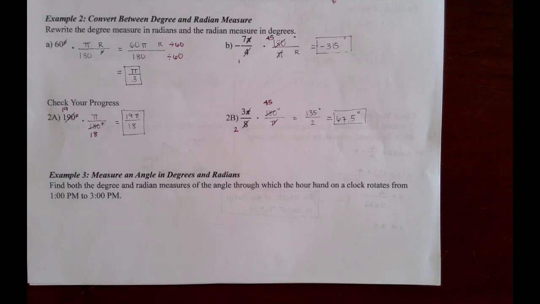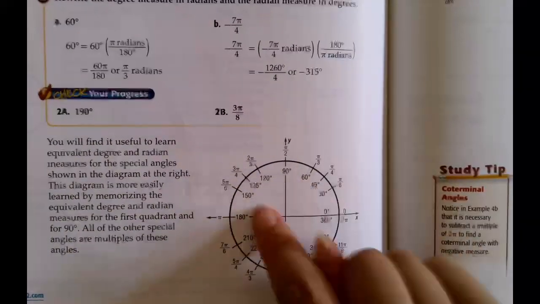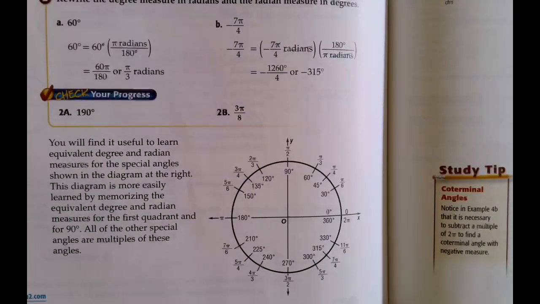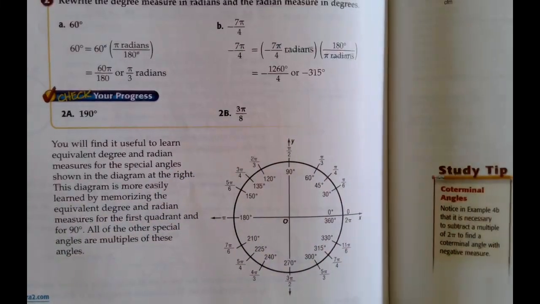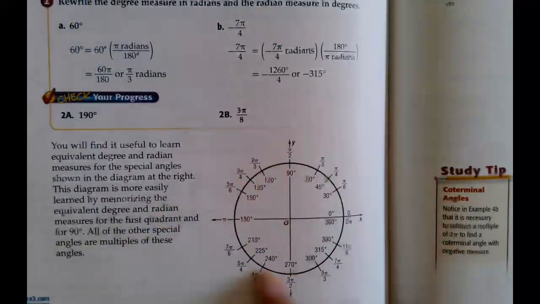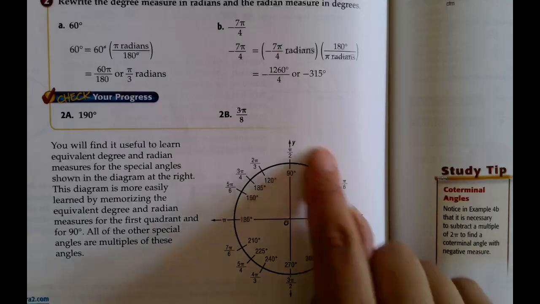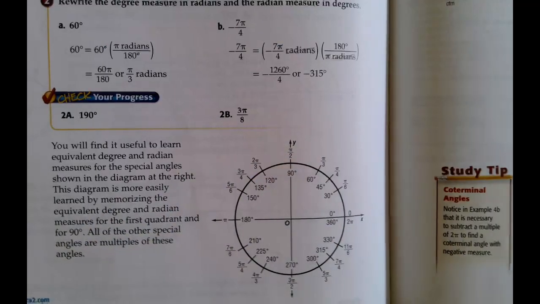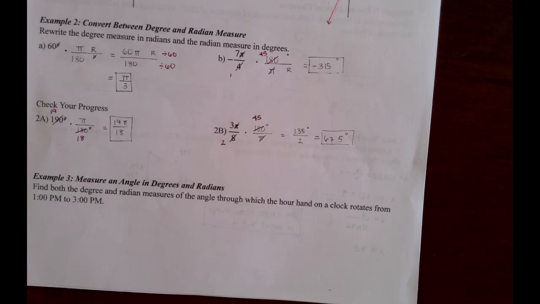The next part of the book talks about the unit circle and memorizing the conversion rate. So we'll talk more about the unit circle in a bit since you're going to have to memorize it. But here is the unit circle in terms of the degrees and its radian equivalent. So now let's go to example 3.